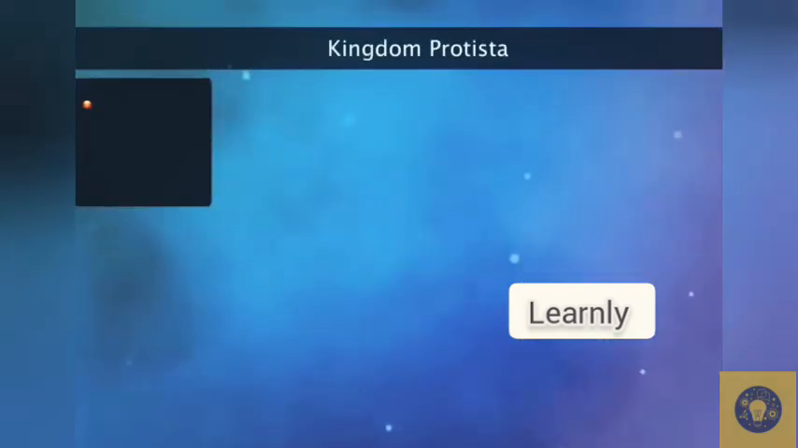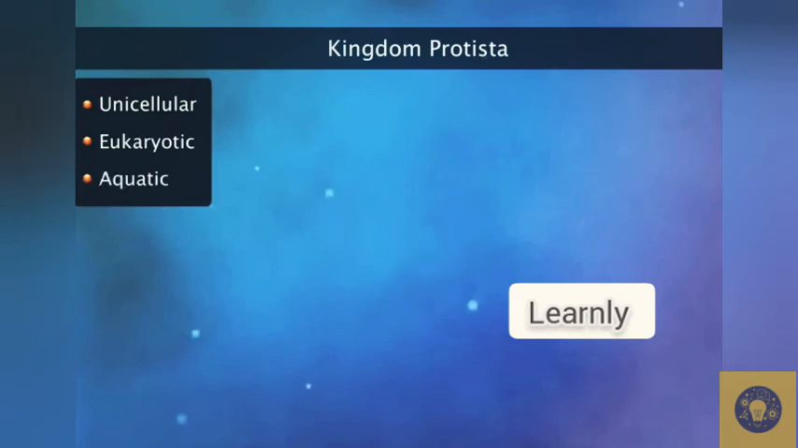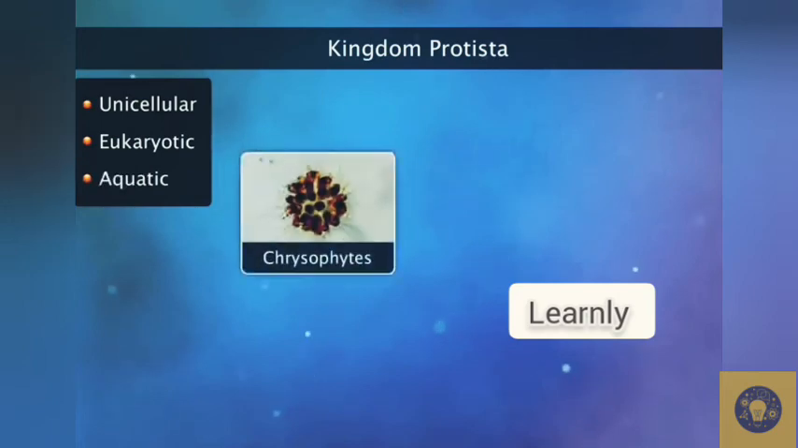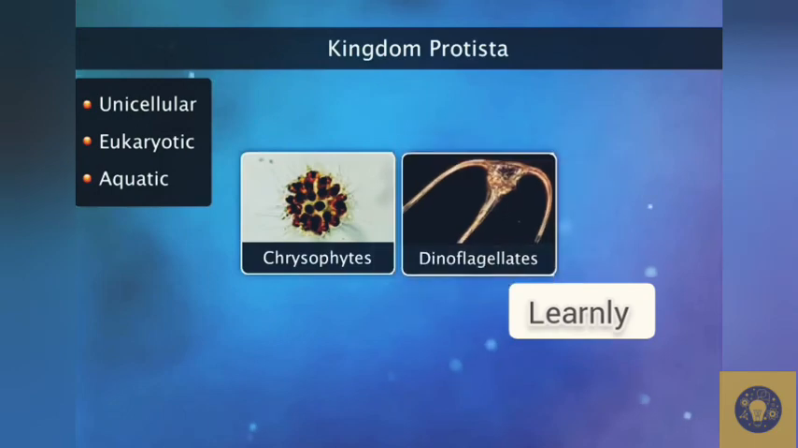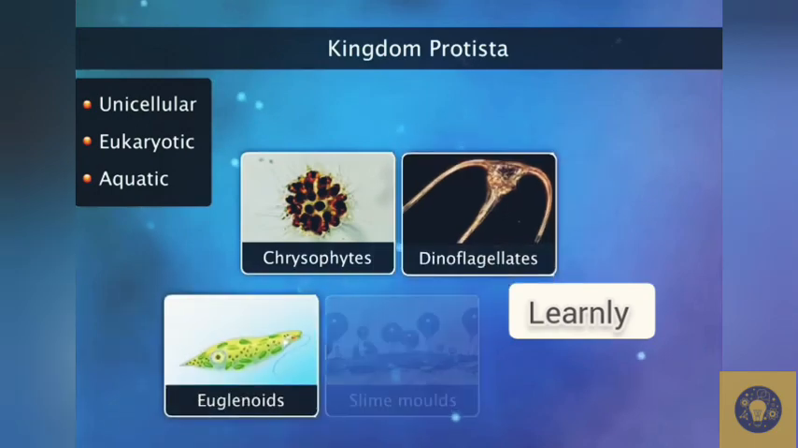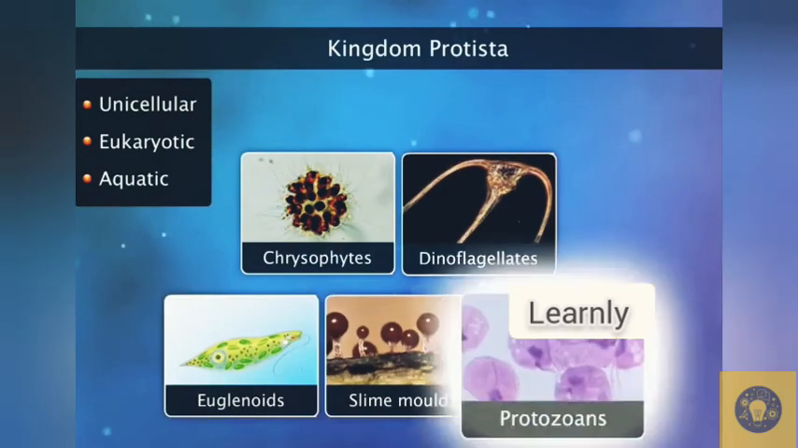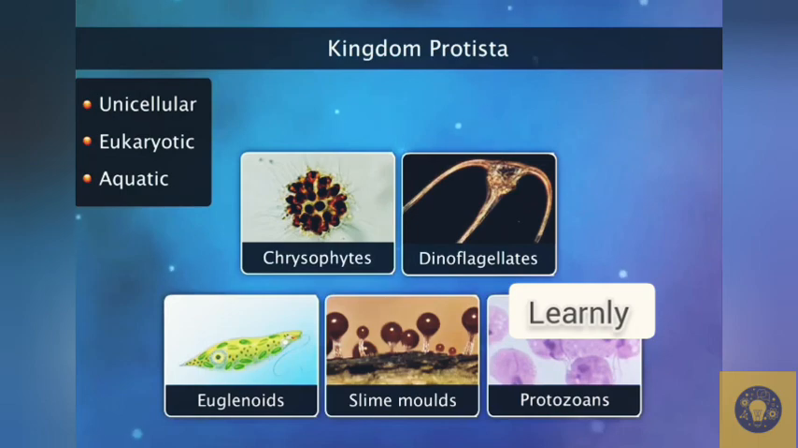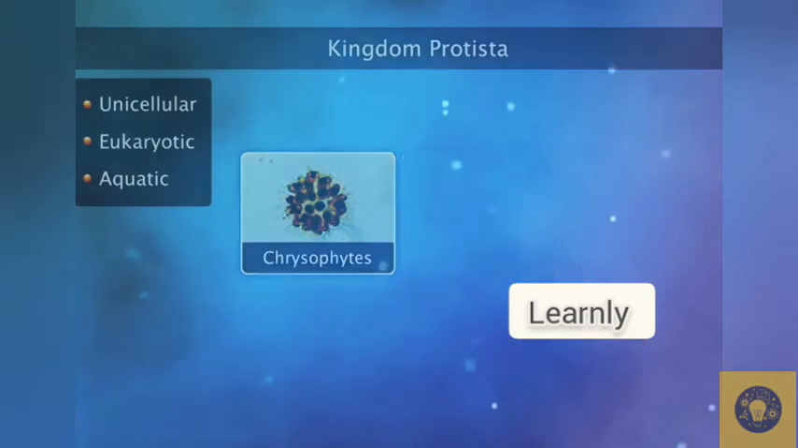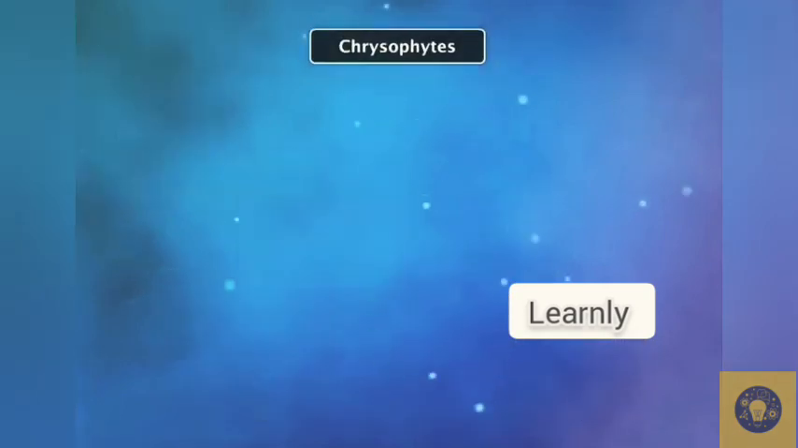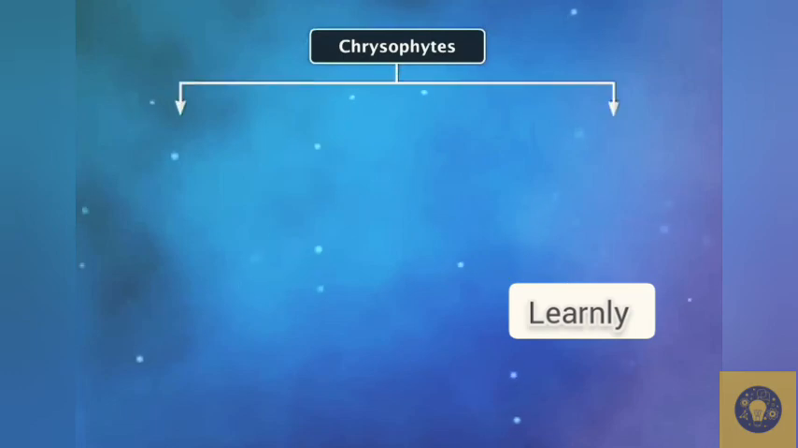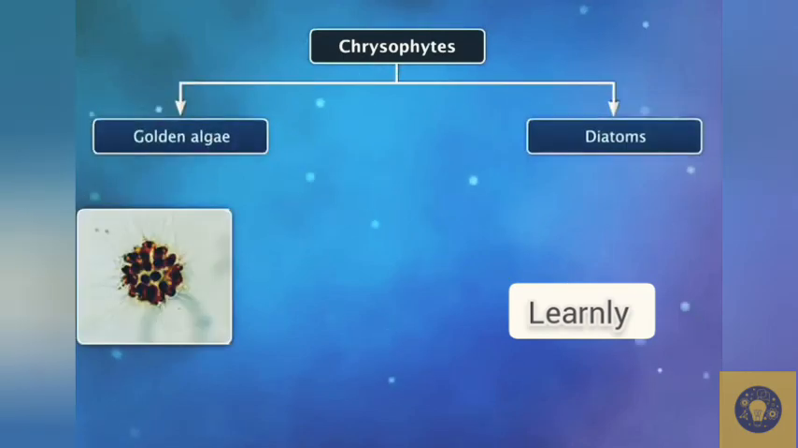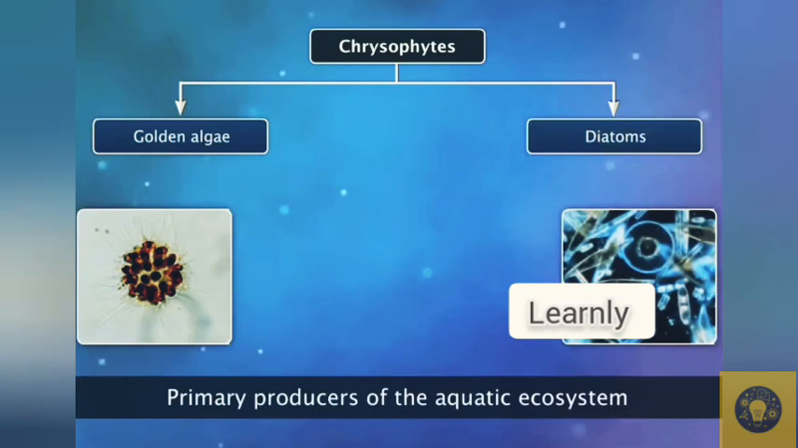Kingdom Protista includes unicellular, eukaryotic, and primarily aquatic organisms grouped as chrysophytes, dinoflagellates, euglenoids, slime molds, and protozoans. Chrysophytes include the photosynthetic golden algae and diatoms, which act as the primary producers of the aquatic ecosystem.